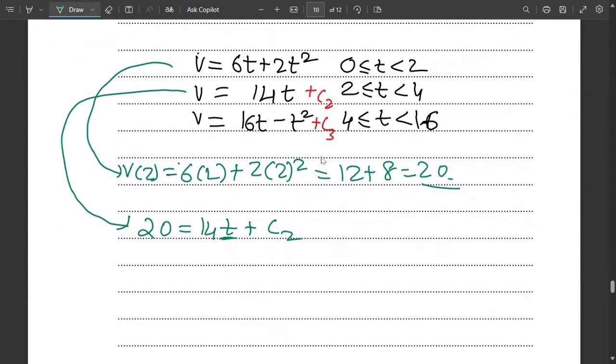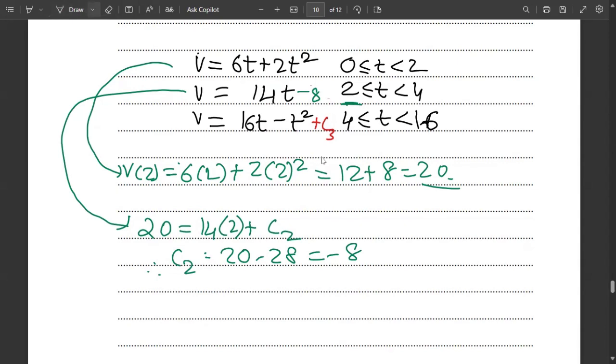Now, what about this t? This t obviously will be 2 because we want to find the velocity at 2, because that is the c intercept here. So therefore, c2 will be 20 minus 28, which is minus 8. So c2 is minus 8.